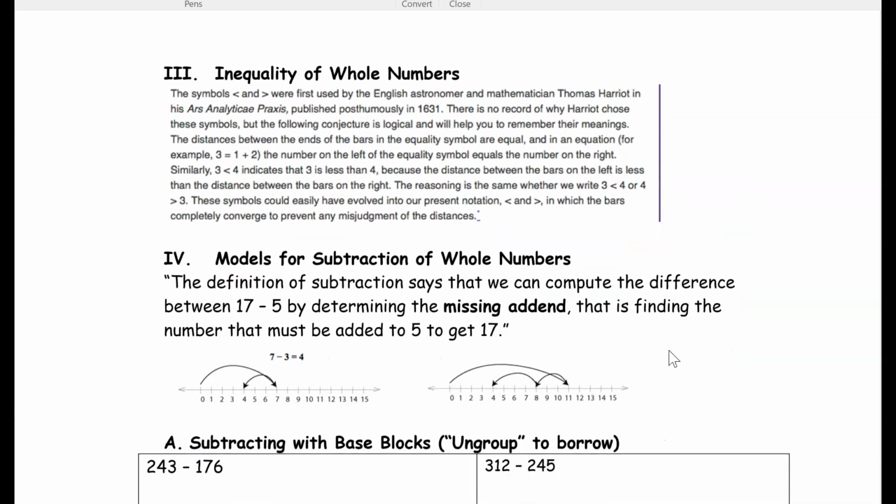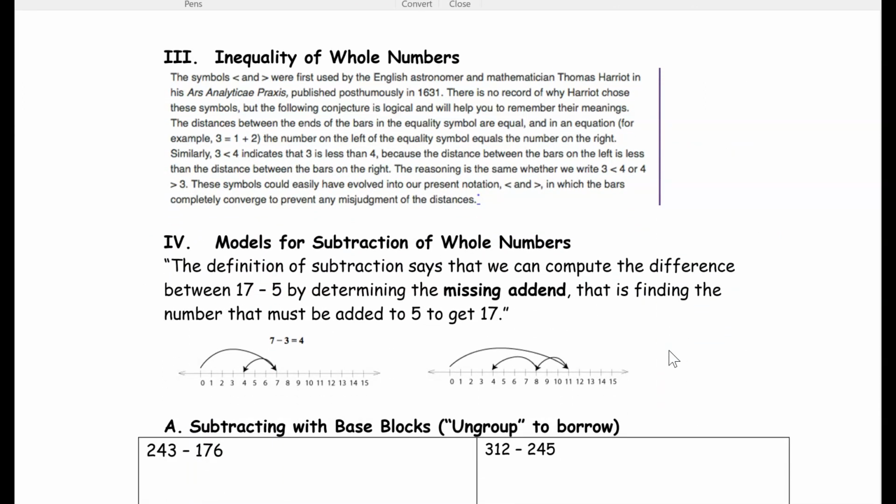All right, so the next part, let's talk about inequality of whole numbers. So we talked about properties and addition. This part isn't going to be too long, but let's just talk about the inequality symbols and what they mean and how we can talk about them. This part right here is kind of interesting. It's worth reading. It talks about the symbols less than and greater than. So let's just write that down. Less than, greater than, and where they originated from.